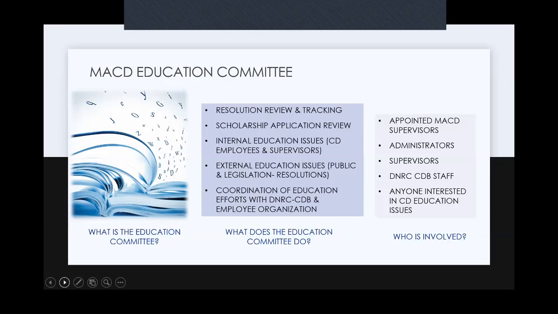The Education Committee is made up of a number of different MACD board members who meet on education issues. The issues that they meet on are the resolutions that are tagged for education purposes. They've been tracking the historic resolutions from 2005 forward. They also review scholarship applications that are submitted to MACD. They are currently reviewing internal education issues, requests made at the area meeting as part of that survey, and external education issues. Internal would be conservation district employees and supervisors, and external would be general public education and legislative education on what conservation districts do and what we are.